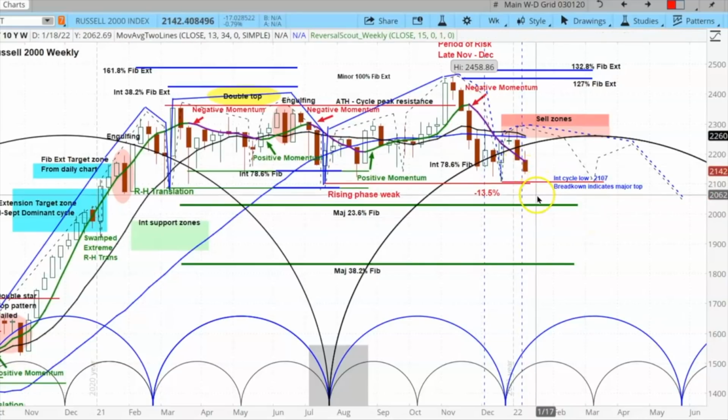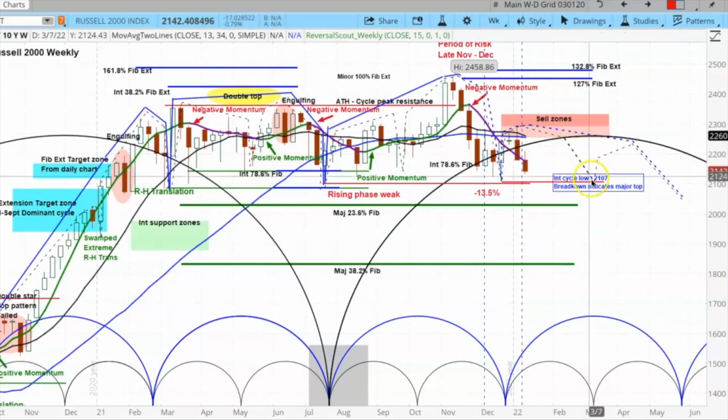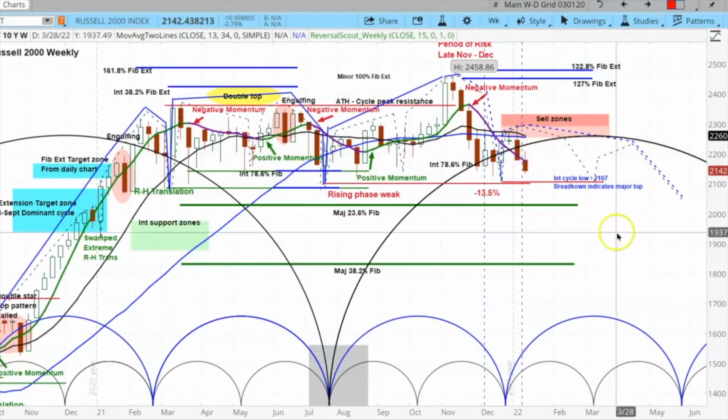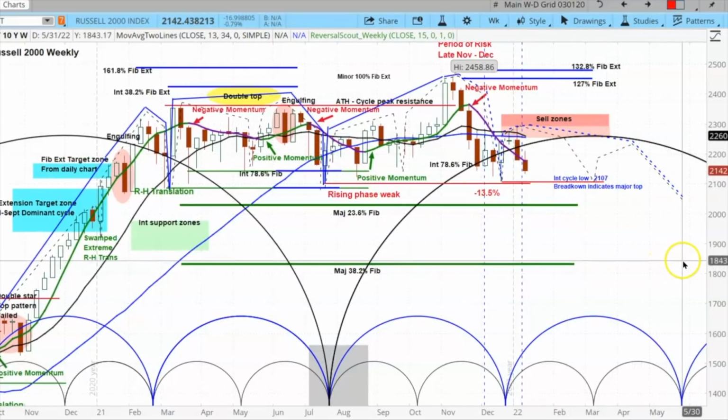Now, it could break under here and then bounce up again, and you can see what we're looking at in here are the rhythms right in here. But really, we're projecting down when this is all over with, maybe as low as 1830 that you see right over there.